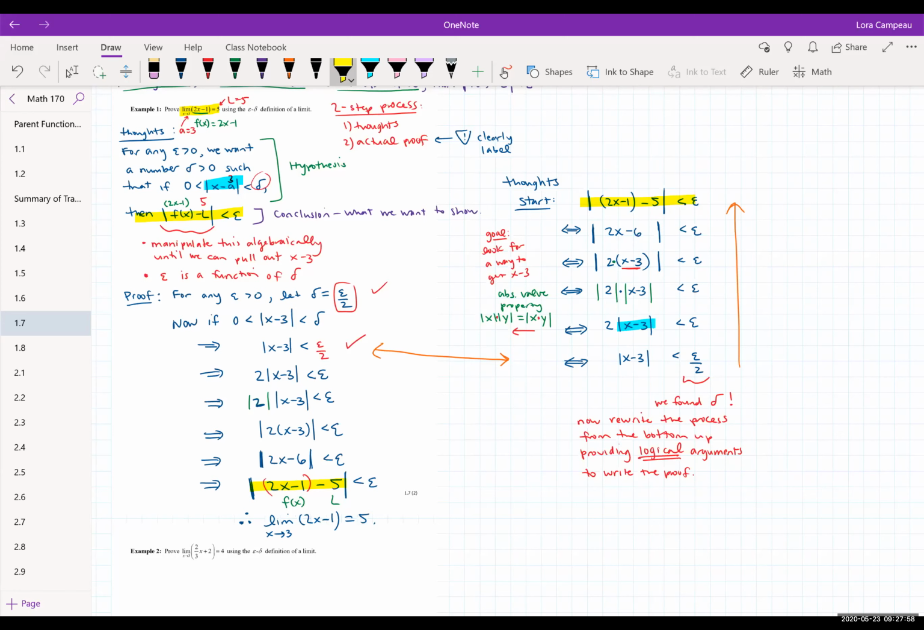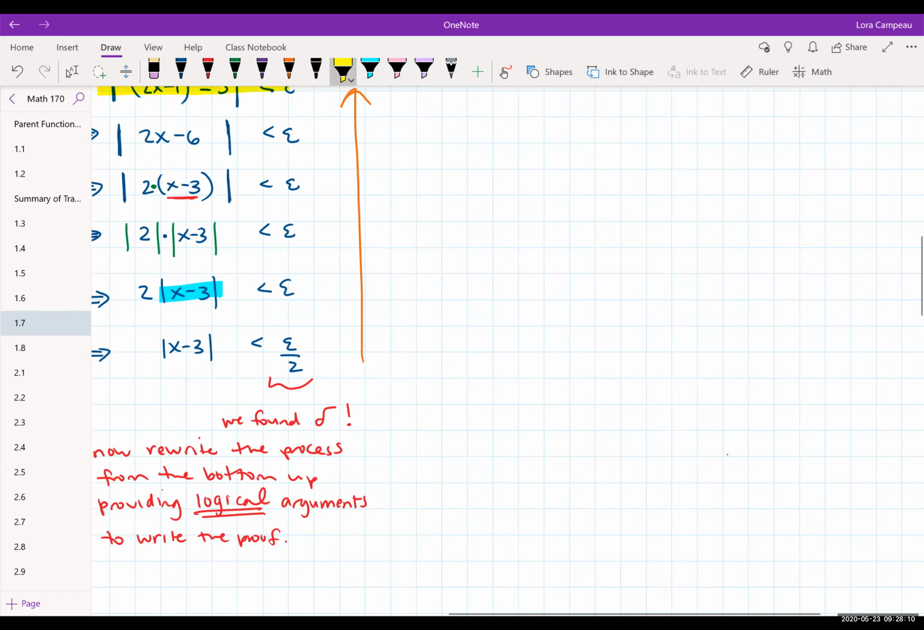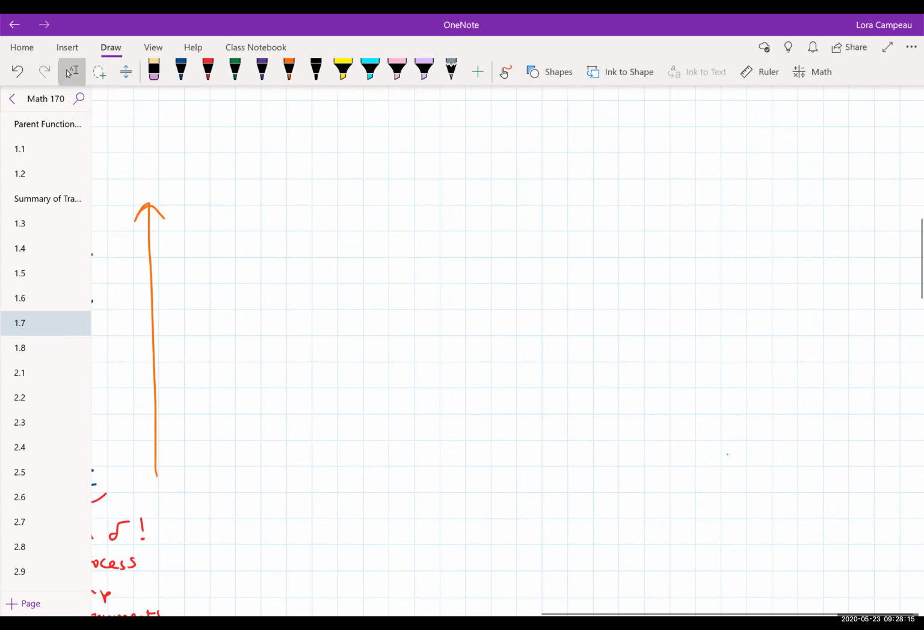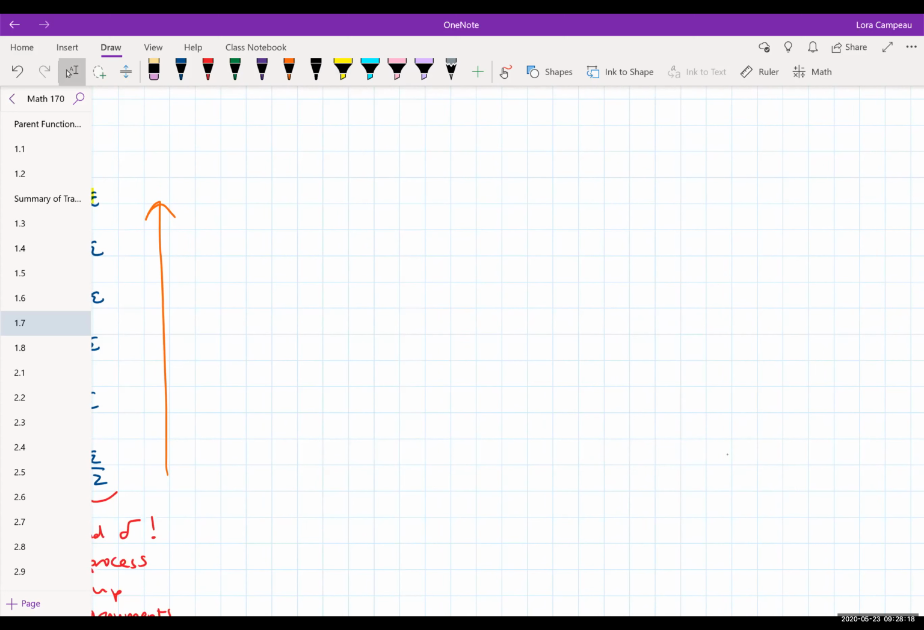So let's visualize this one more time. Sometimes when we see the proof, it doesn't really make sense to us. So let me see if I can draw it out with a graph. I blew this up just to make sure. So let's go back and rehash. We had the statement of the proof: the limit as x approaches 3 of 2x minus 1 equals 5.